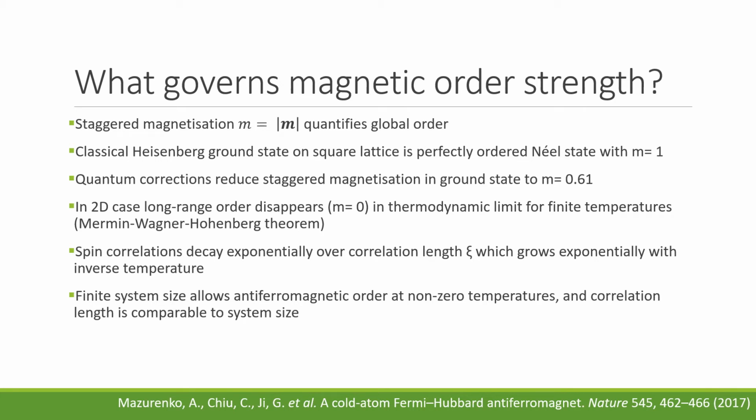However, in this paper, we're looking at a system with finite size, so we get antiferromagnetic ordering at non-zero temperatures, which is good, and the correlation length is roughly equal to the size of the system, so we do get antiferromagnetic order across the whole sample because the spin correlations don't decay away completely, even at non-zero temperature.